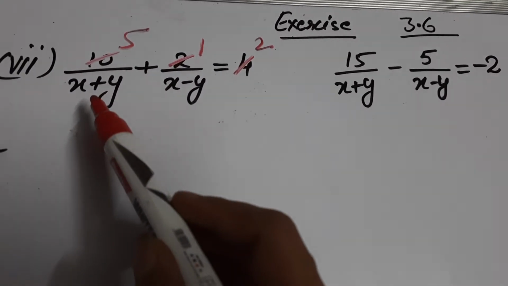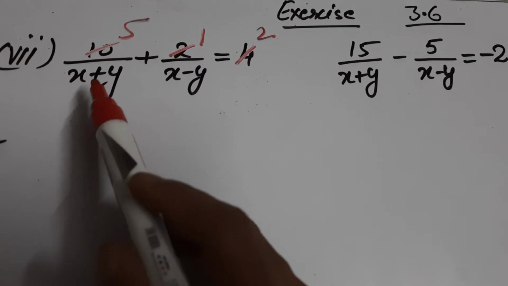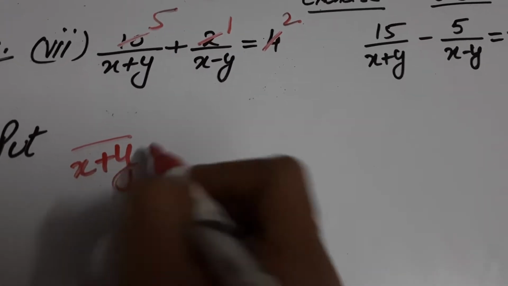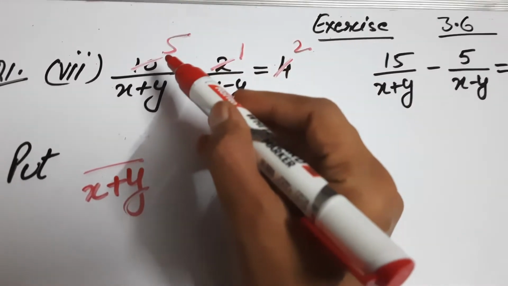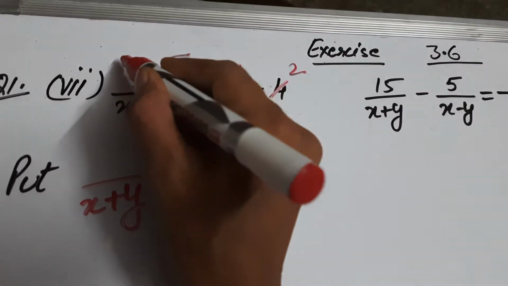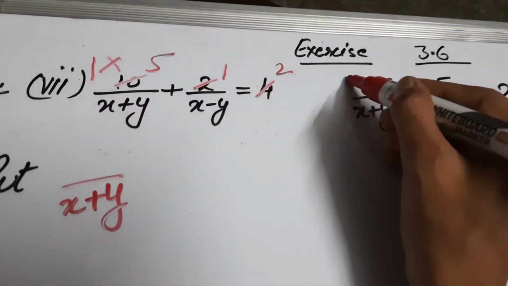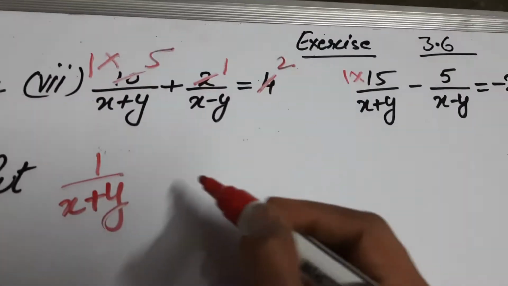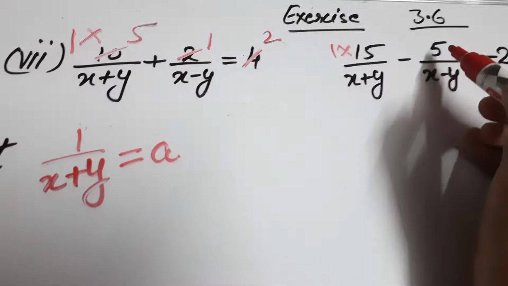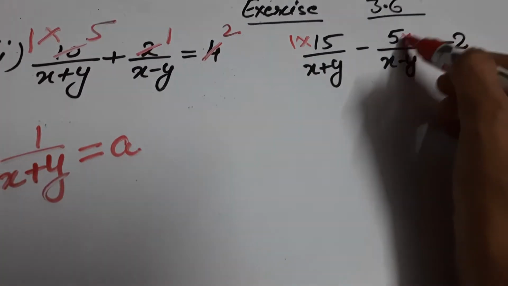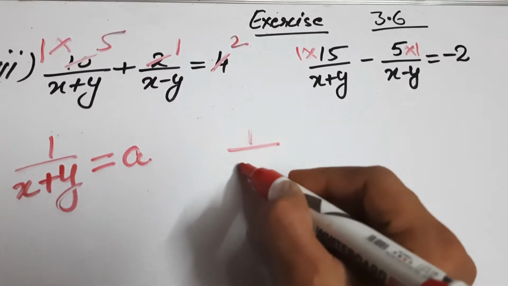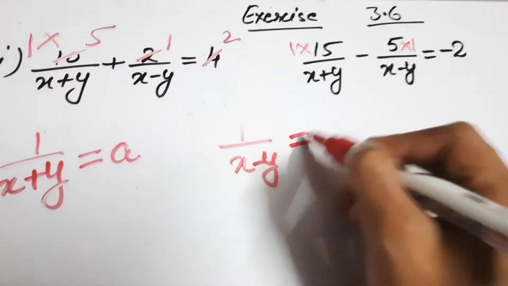In the first term, the denominator is same, x plus y. So we will take denominator as x plus y, right? But in the numerator, here 5 is there, here 15. We know that both are the multiples, but easier way is to take 1. As I told you earlier, you can take 1 as a common factor. So put 1 by x plus y is equal to a. Similarly, in the second term, in the numerator we will take 1, because 1 can be multiplied anywhere. So 1, and the denominator is same, so we'll take 1 by x minus y is equal to b.